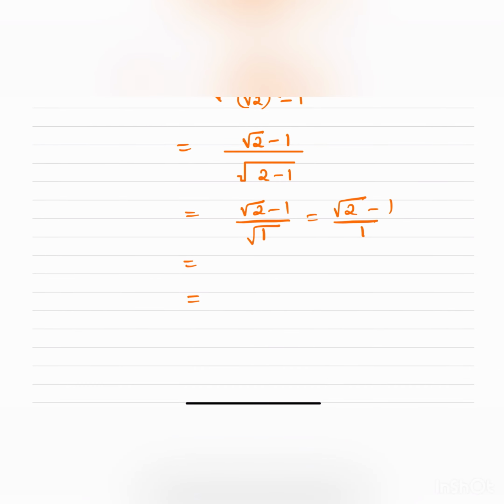So finally, let us apply the value for this. Root 2 minus 1 can be written as root 2 is 1.4142 minus 1. So the answer will be 0.4142. This is the answer.